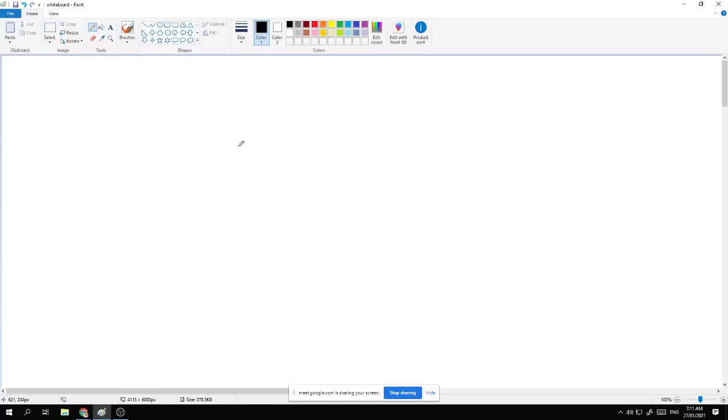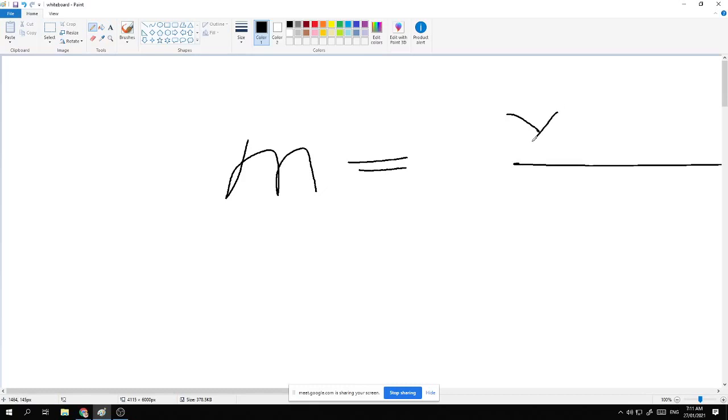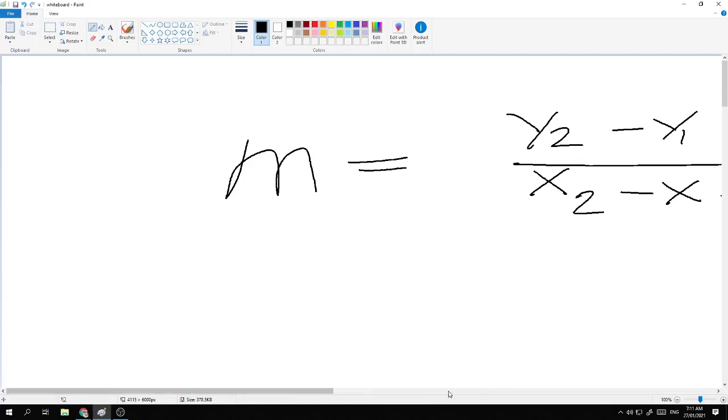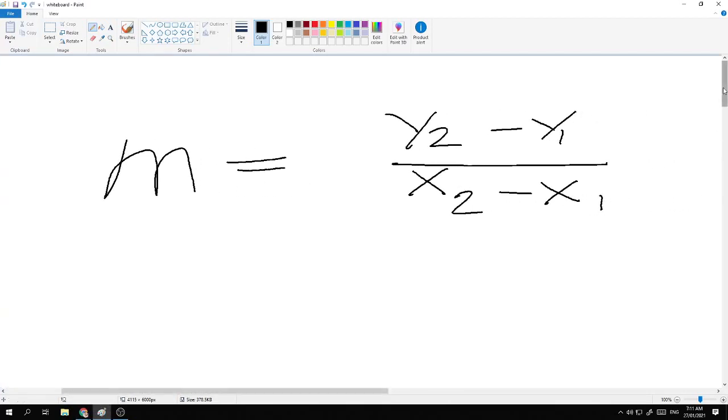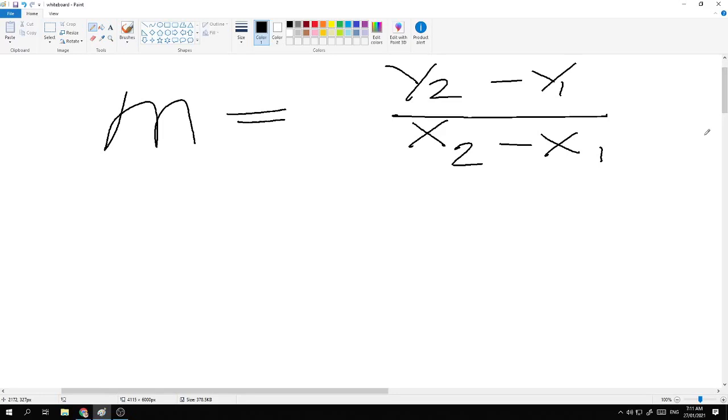So the formula for this slope is m is equal to y sub 2 minus y sub 1 all over x sub 2 minus x sub 1. Okay. Now, in using this formula, you will be given two sets of points. Like for example, number 1.